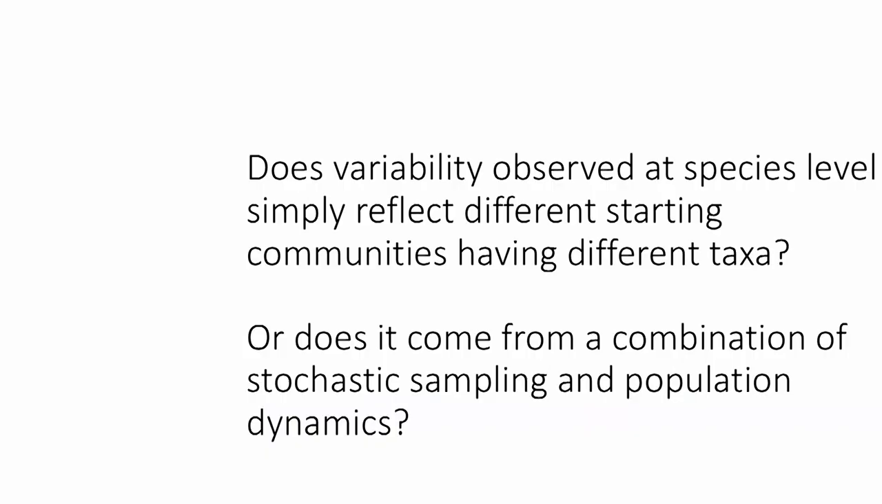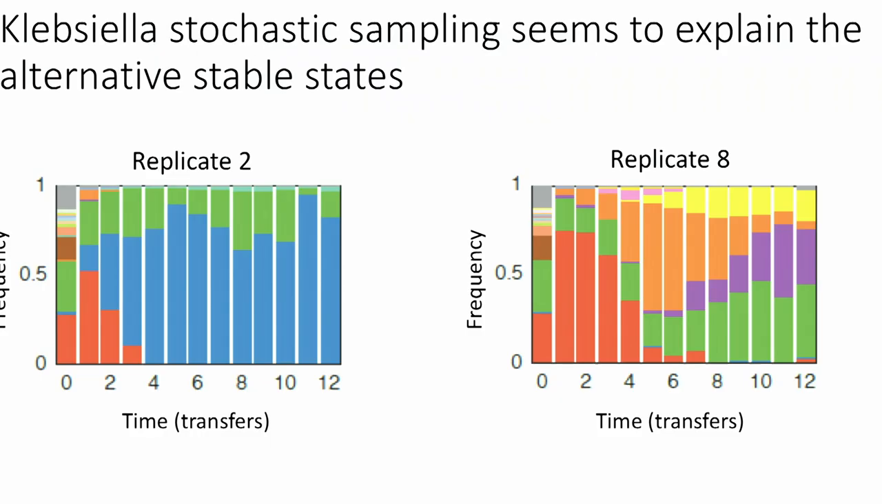So when it came to this question that we were asking before, does this variability reflect the fact that when we did this first experiment, each of these tubes were inoculated from different regional pools of species, or whether it results from a combination of stochastic sampling and population dynamics? Once we eliminate this first component, we still see alternative stable states emerging from the same regional pool of species. So it suggests that it's a combination of stochastic sampling and population dynamics, and we're looking into this now. These are the temporal dynamics of one representative community that assembled into a low diversity state.